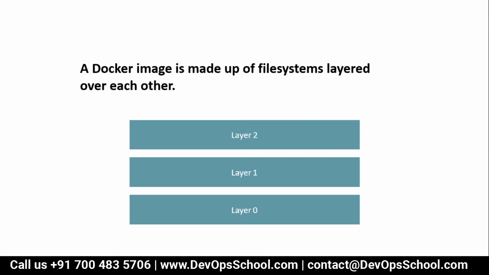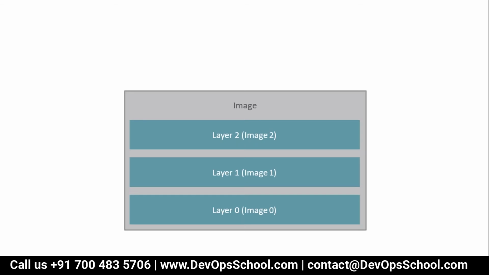Layer 0, layer 1, layer 2, layer X, and so on. So an image is made up of file systems which are layered over each other, such as layer 0, 1, 2. Now see here, all these layers come together and form one image. If you look carefully at this image, there is a layer 0, layer 1, layer 2.